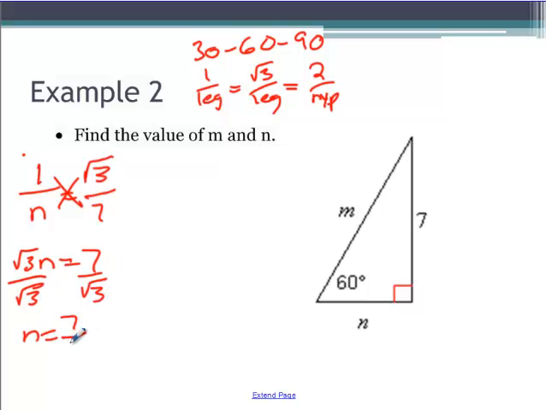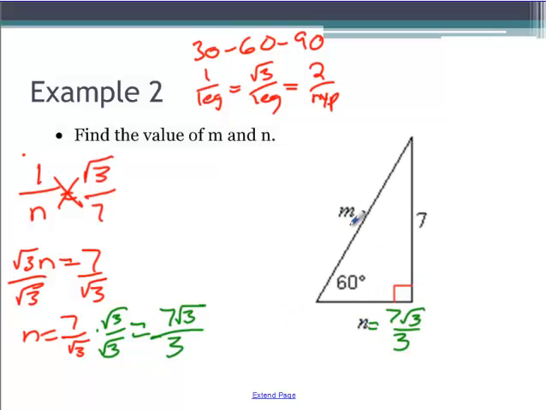N equals 7 over the square root of 3. Now we had an issue that you can't end with a square root in the denominator, so I multiply the top and the bottom by square root of 3. 7 times square root of 3 is just that, 7 square root of 3. And square root of 3 times square root of 3 is 3. So n is 7 square root of 3 over 3.